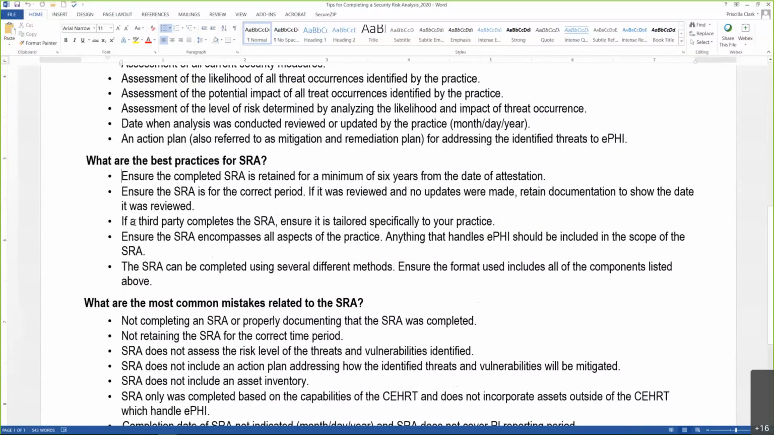If a third party completes the SRA, you want to ensure it is tailored specifically to your practice. You want to ensure the SRA encompasses all aspects of the practice, so anything that handles electronic PHI should be included in the scope of the SRA.